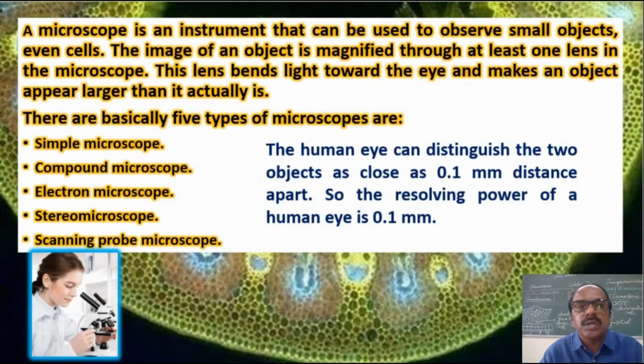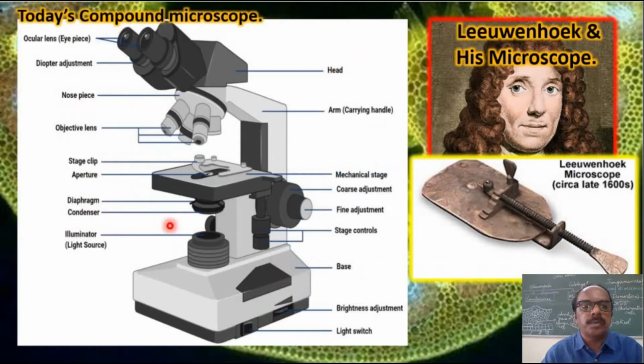We will also learn the differences between the compound microscope, which is also called the light microscope, and the other one, called the electron microscope. In the light microscope, you use light as the source of energy. In the case of the electron microscope, we use electrons as the source of energy for seeing the objects.